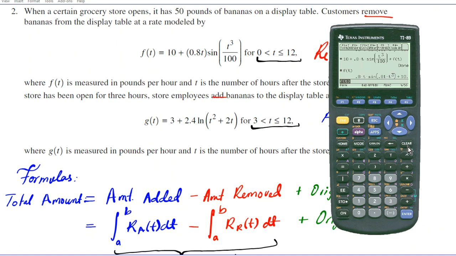Now let's go ahead and store the second one. The second one, g of t, is 3 plus 2.4 times the natural logarithm of t raised to the second power plus 2t. And then let's store that in g of t.